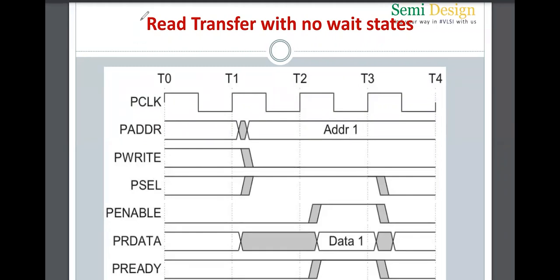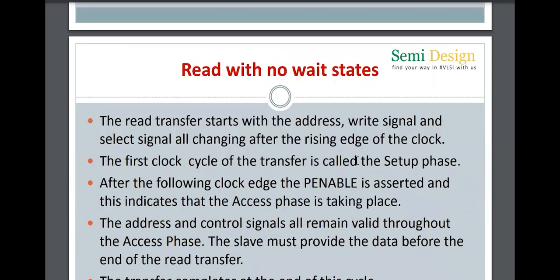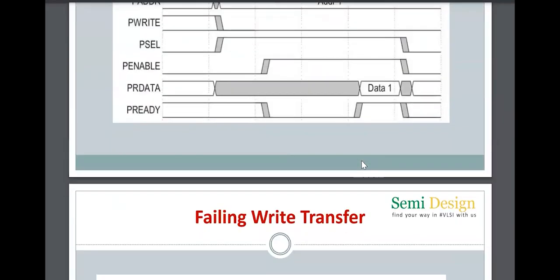Okay, this is the read transfer with the no wait state. So we are not waiting for the ready signal to be high. Automatically the ready signal is high, but the enable signal also should be high, right? Even if the ready signal is high at this point, it won't read the data because the enable signal is not high, right? So that is the main difference. Have you understood, everyone? Write transfer with no wait state.